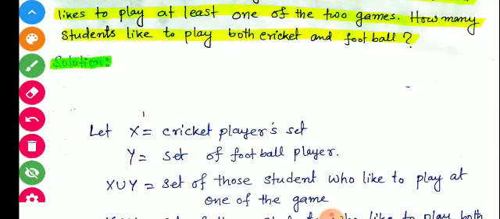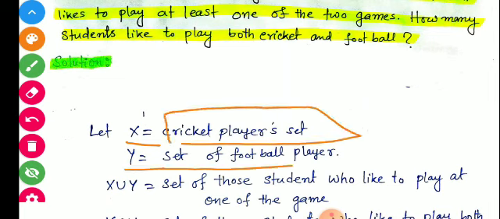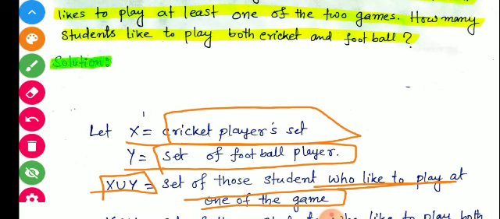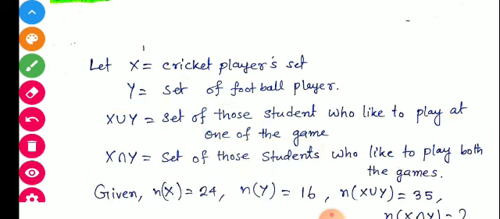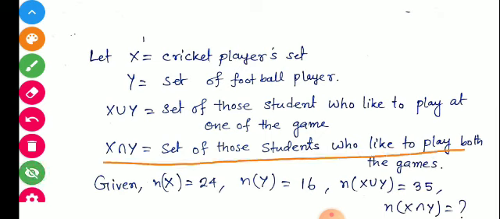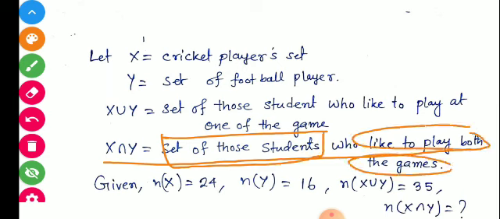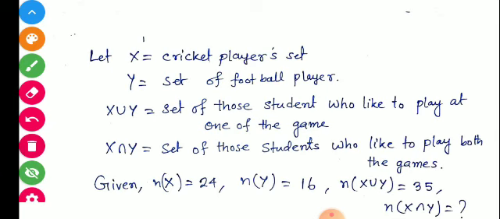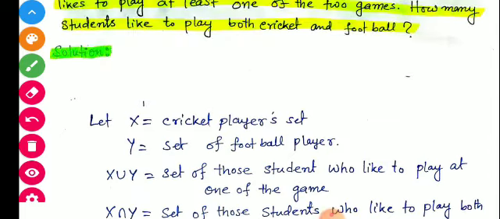So first we assume X is the set of cricket players and Y is the set of football players. X union Y denotes the set of those students who like at least one of the games. Now X intersection Y denotes the set of those students who like to play both the games, cricket and football.